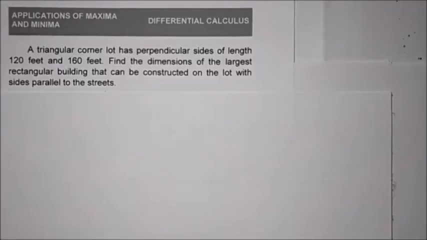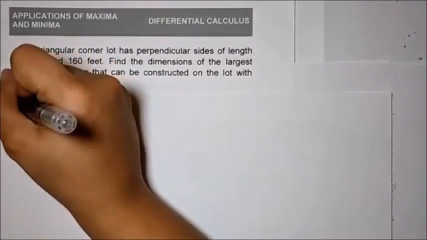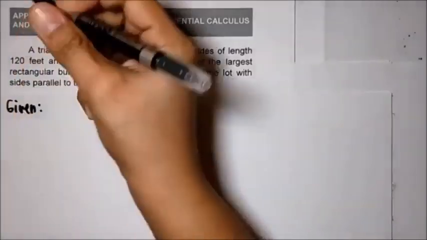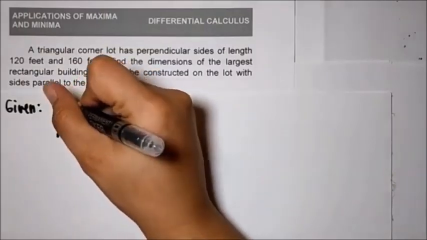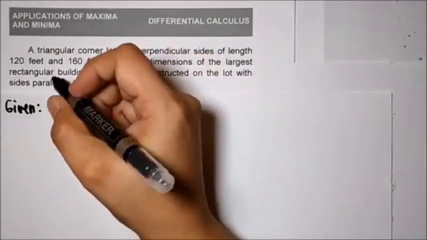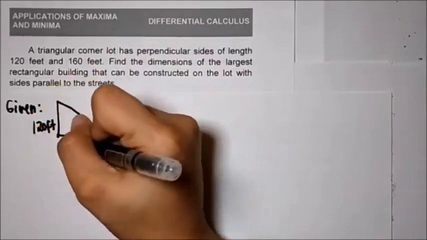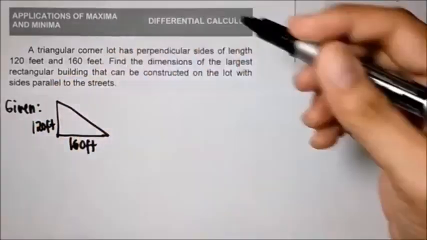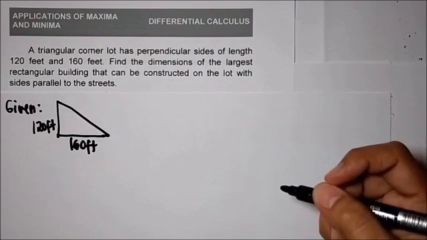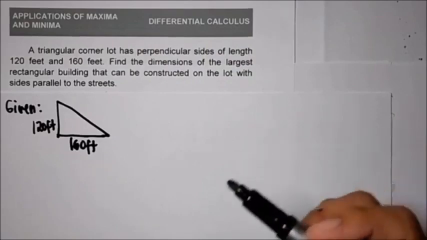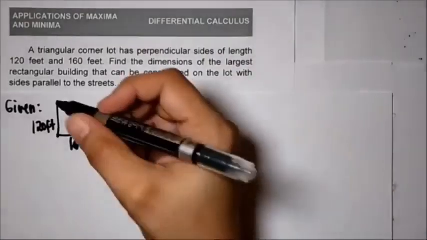Another given. A triangular corner lot has perpendicular sides of length 120 feet and 160 feet. Find the dimensions of the largest rectangular building that can be constructed on the lot with sides parallel to the streets. So we have a triangular lot and its dimensions would be 120 feet and 160 feet. Now, a rectangular building is to be constructed on the given lot with sides parallel to the streets.